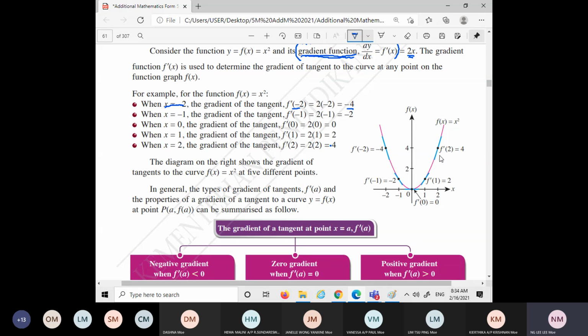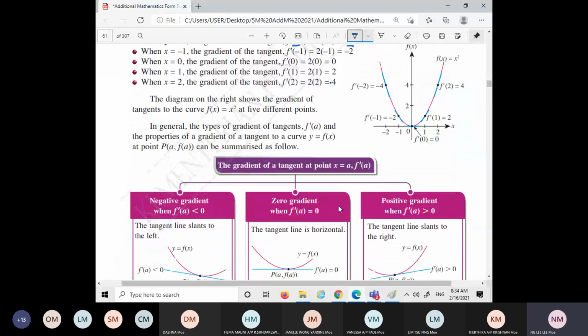Actually this one you know already. Last time we learned gradient for a straight line. When you have a positive gradient, you can see the line is slanting this way. When you have a negative gradient, the line is slanting this way. And when you have a zero gradient, you have a horizontal line. The diagram on the right shows the gradient of the tangent to the curve at the 5 different points. In general, the types and properties of the gradient of the tangent can be summarized as below.